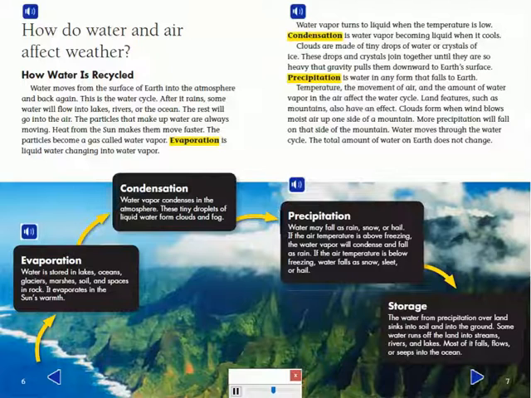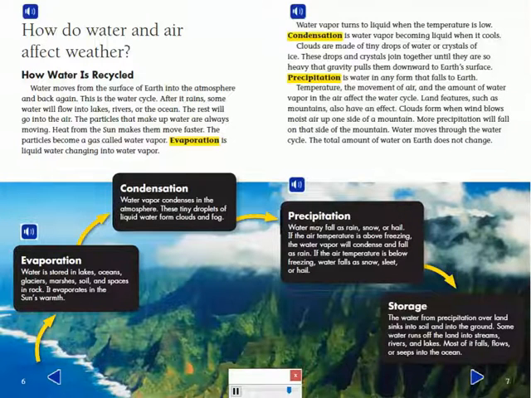Temperature, the movement of air, and the amount of water vapor in the air affect the water cycle. Land features such as mountains also have an effect. Clouds form when wind blows moist air up one side of a mountain. More precipitation will fall on that side of the mountain.